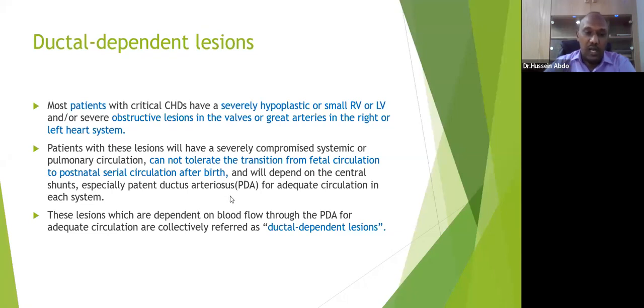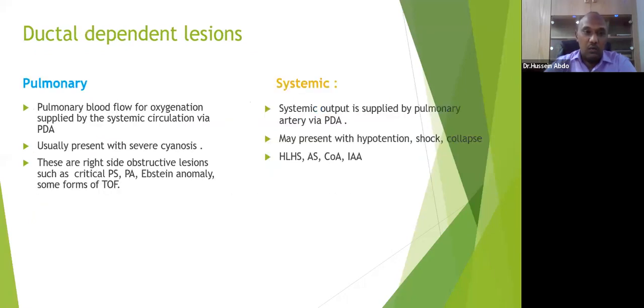If we face this critical congenital heart disease, we have to start prostaglandin to keep the patent ductus arteriosus open for the survival of these children. These ductal dependent lesions are categorized into 2, or sometimes 3. I'm going to speak first about the pulmonary duct dependent and systemic duct dependent.